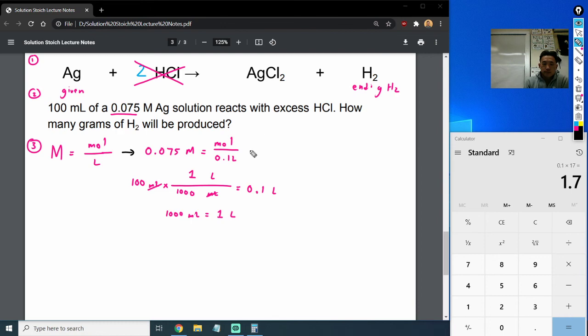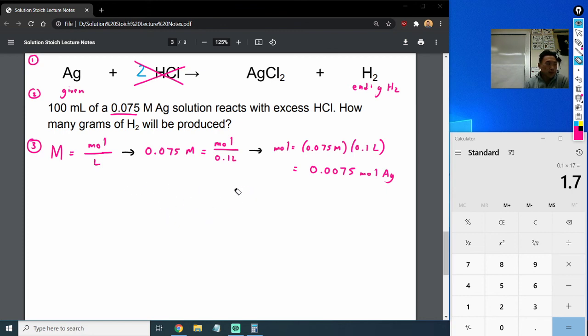Alrighty. So what we have to do is we just need to solve for it. The best way to do that is just multiply both sides by 0.1. So for our moles, we're going to have to multiply 0.075 molarity by 0.1 liters. Okay, and then if you guys do that, you'll get a final answer of 0.0075 moles. Okay, so the moles of Ag that we have are 0.0075.